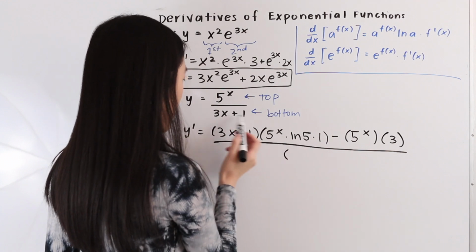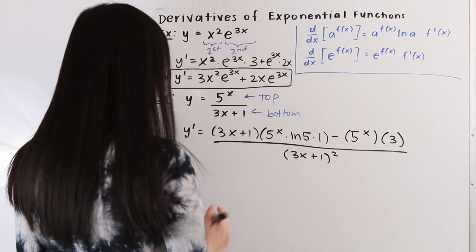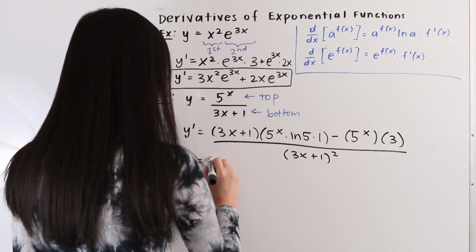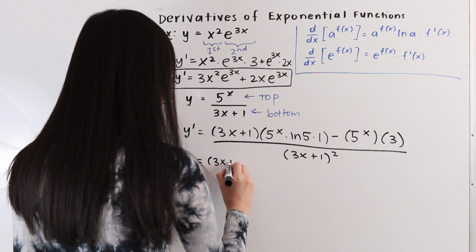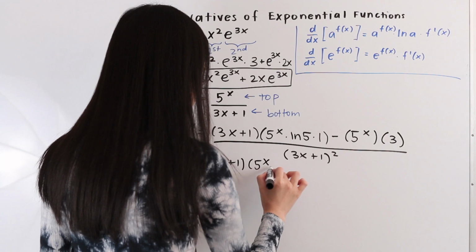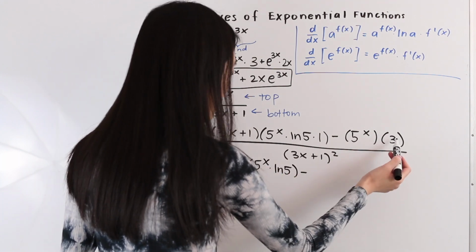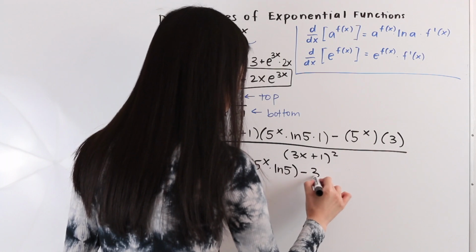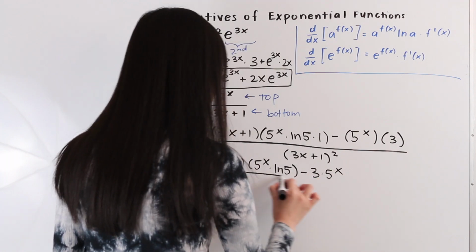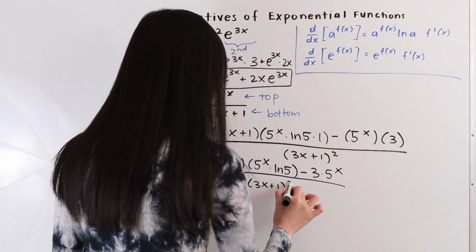So 3x plus 1 squared. And let's go ahead and simplify this a little bit. So we have y prime is equal to 3x plus 1 times 5 to the x times the natural log of 5 minus, and let's go ahead and bring this 3 out in front. So we have 3 times 5 to the x. And this is all over 3x plus 1 squared.